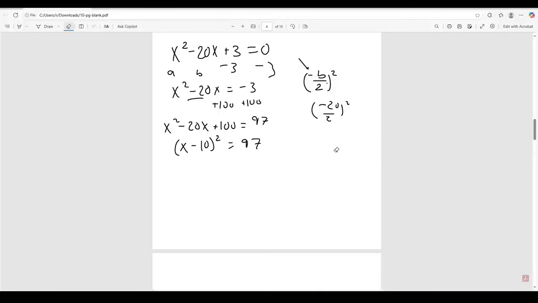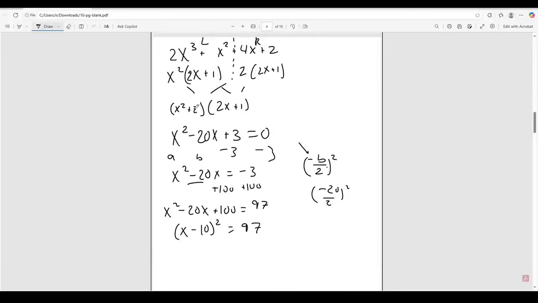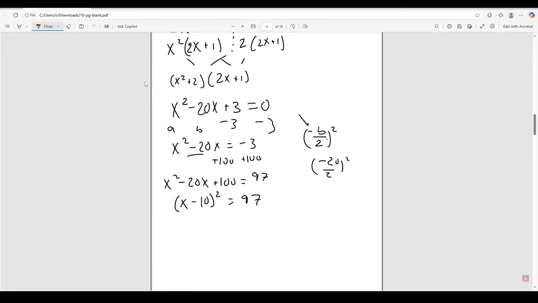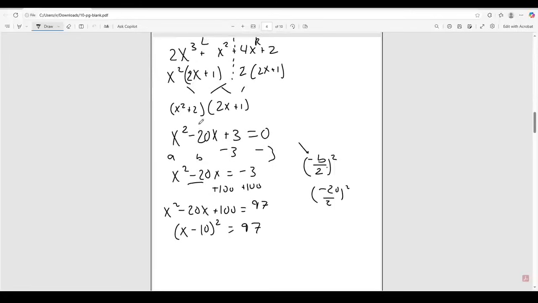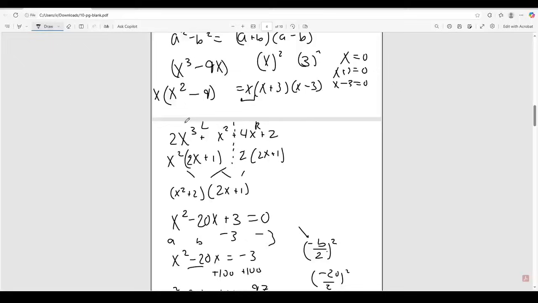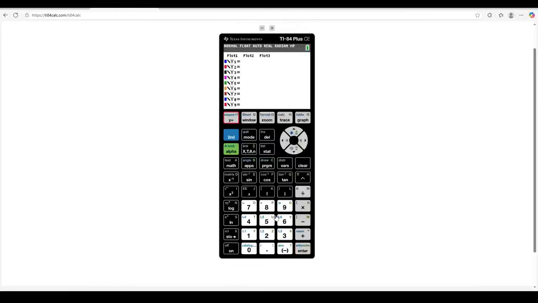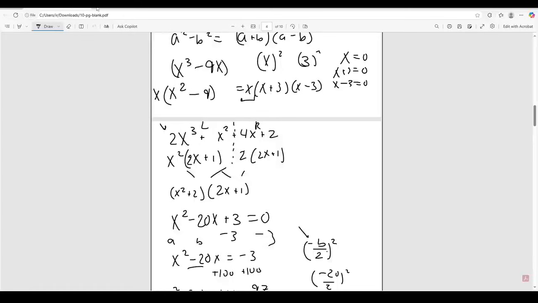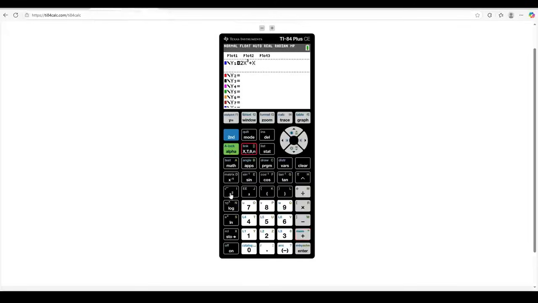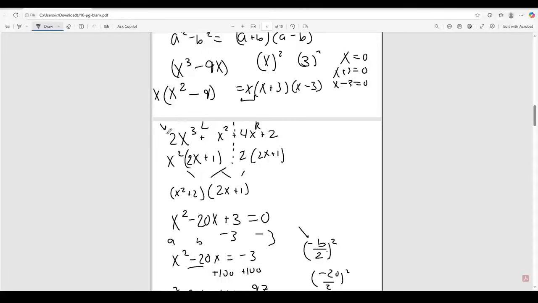Now, for those of you that really don't like factoring, a quick workaround for the multiple choice section could be to just graph the original function. So for example, if this question asks you to factor 2x cubed plus x squared plus 4x plus 2, you can go ahead and plot that into your calculator. So 2x cubed plus x squared plus 4x plus 2, right? And then you can graph the answer choices.